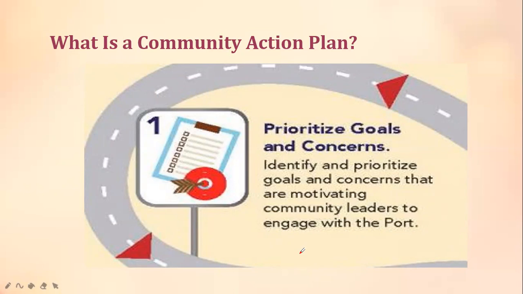Okay, so this is an example, guys. So first, step 1 for our roadmap or for our community action plan. Prioritize goals and concerns. Okay, so you are going to identify and prioritize goals and concerns that are motivating community leaders to engage with the board. So most likely, i-prioritize good kasi sa isa ka community in the real world, daghan jud ta og problema. So that's why we need to prioritize katong pinaka problema gyud nato.